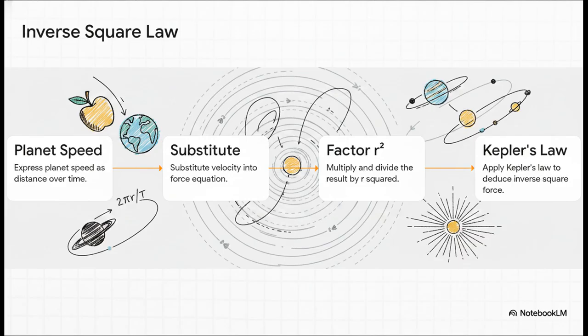When you substitute that velocity into our centripetal force equation, and then do a clever little mathematical trick of multiplying and dividing by r squared, you can neatly bring in Kepler's third law, where T squared over r cubed is a constant, k. By doing this, Newton mathematically proved that the force is inversely proportional to the square of the distance. And there you have it, the famous inverse square law.